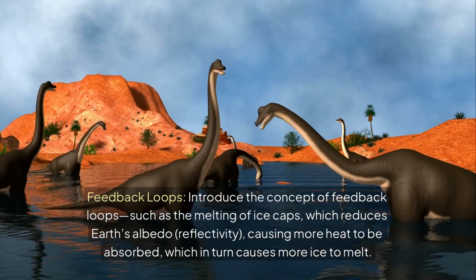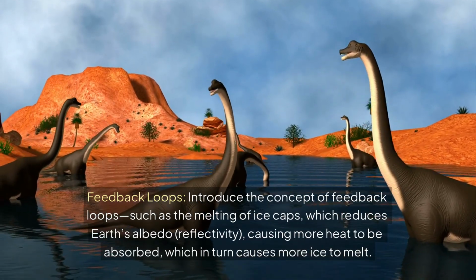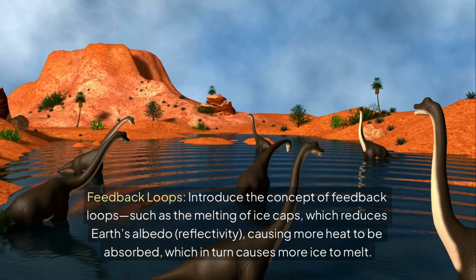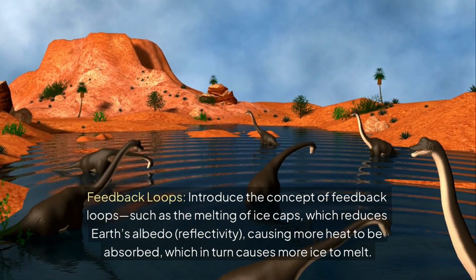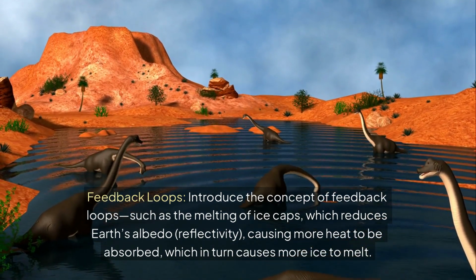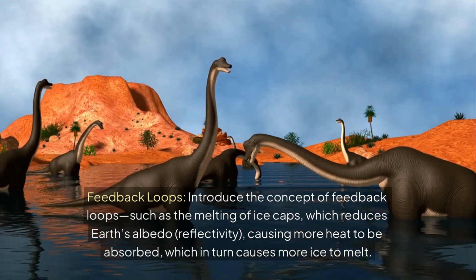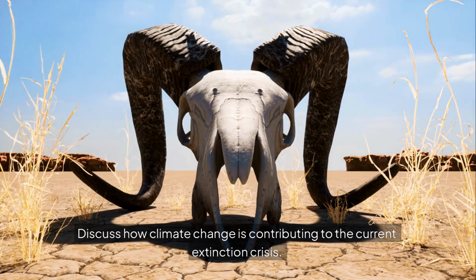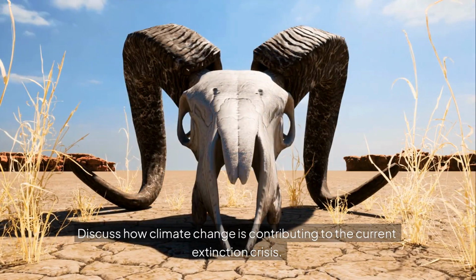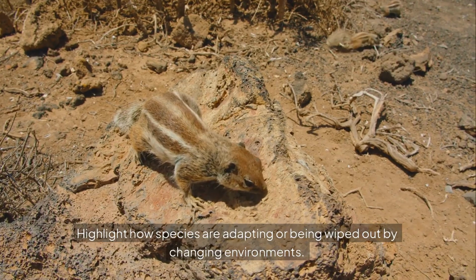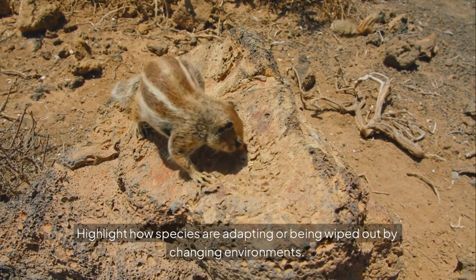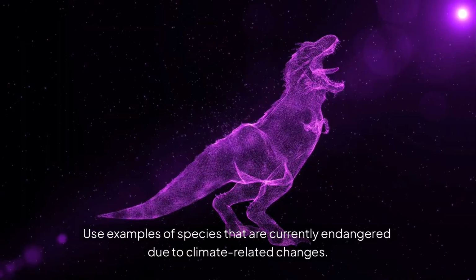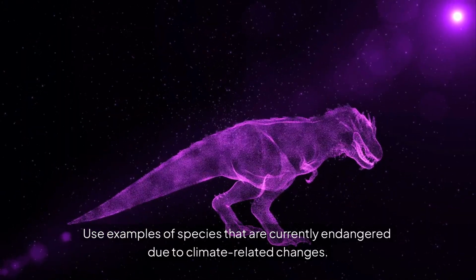Feedback loops. Introduce the concept of feedback loops, such as the melting of ice caps, which reduces Earth's albedo, reflectivity, causing more heat to be absorbed, which in turn causes more ice to melt. The extinction crisis, approximately 1,000 words. Discuss how climate change is contributing to the current extinction crisis. Highlight how species are adapting or being wiped out by changing environments. Use examples of species that are currently endangered due to climate-related changes.